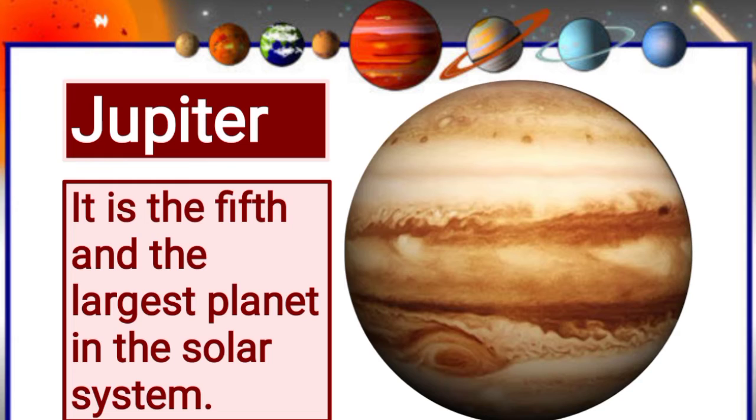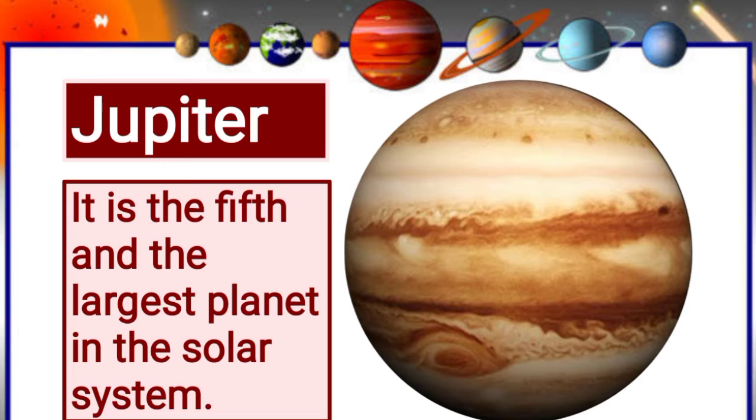Next planet is Jupiter, and it is one of the 8 planets that orbit or travel around the sun in the solar system, and it is the largest planet in the solar system, and it is bigger than all the other planets put together. And Jupiter is the 5th planet from the sun, and it travels around the sun at an average distance of about 483 million miles.